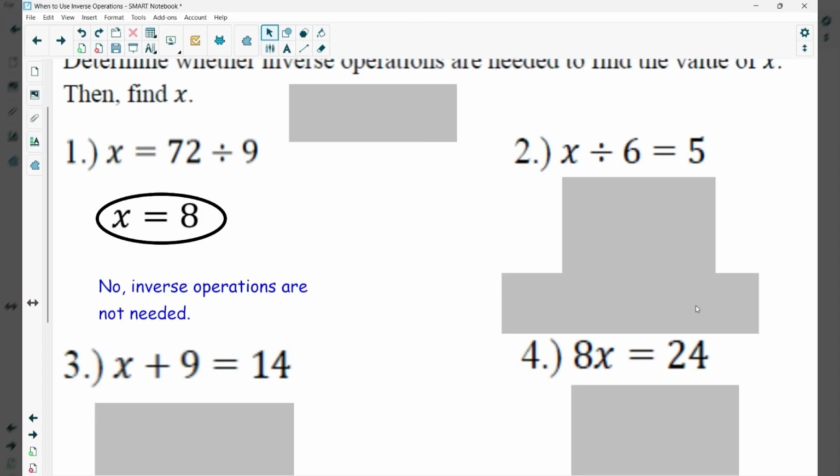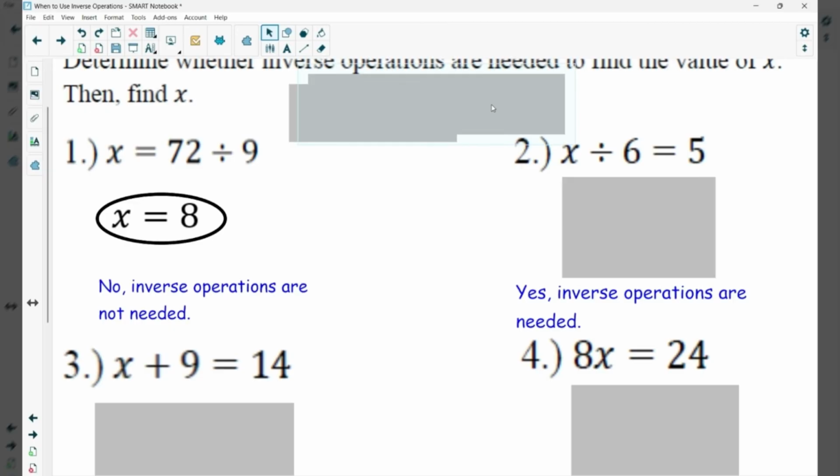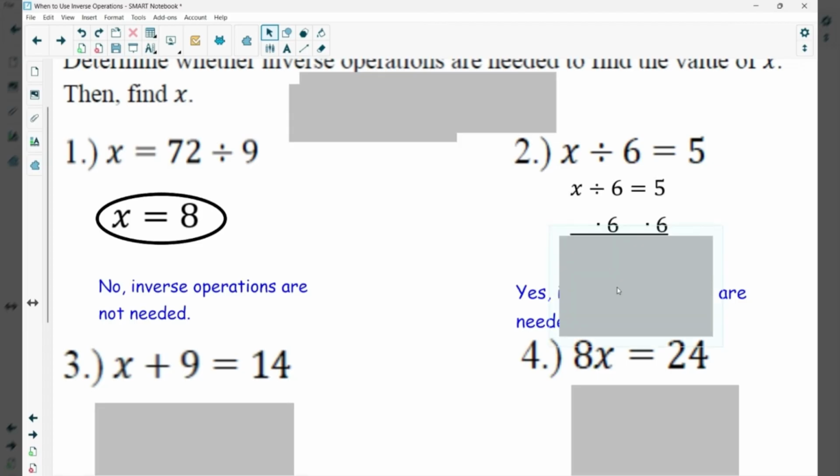So in this case, we need to use inverse operations. When we go to use inverse operations, look at what's happening to the variable x. We're dividing by 6, and I know the inverse of division is multiplication. I will multiply both sides by 6. Now, I know this seems weird, like divide by 6 times 6.